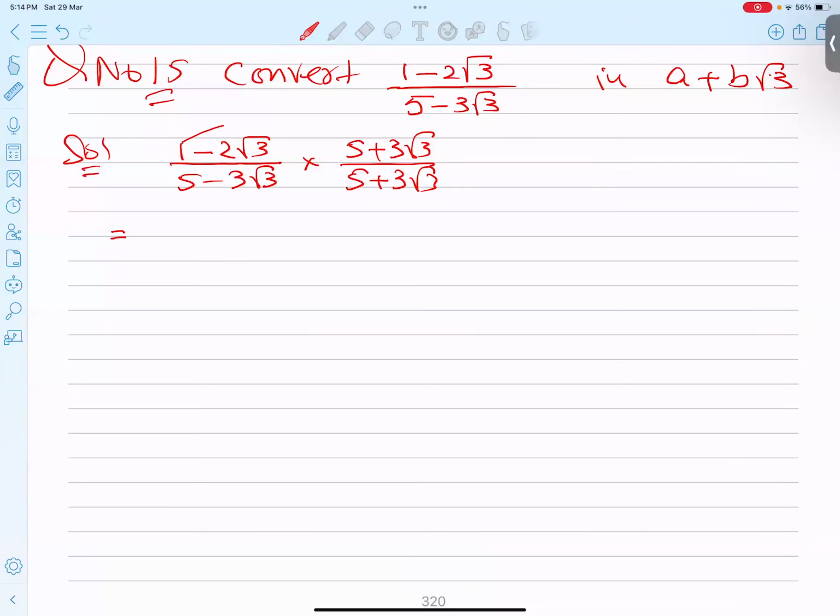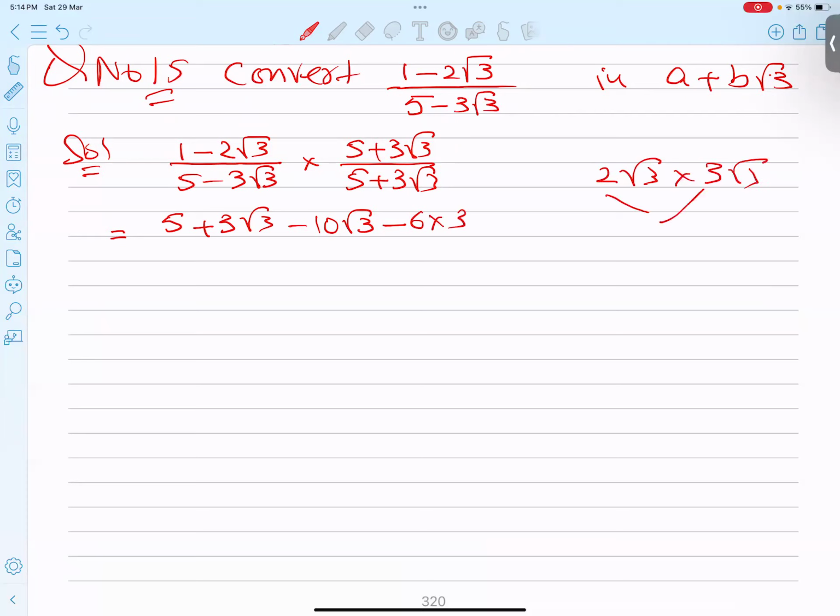After this, what to do? 1 multiplied with a 5, I get a 5. Be patient, okay? Be patient and give full attention. And this multiplied with that, I got a plus 3√3. And negative into positive, negative, 2 fives are 10 and √3. So be careful while doing this one. So negative into positive, negative, 3 twos are 6, and √3 multiplied with √3 will give you 3. I repeat. Look, some students are getting confused here.